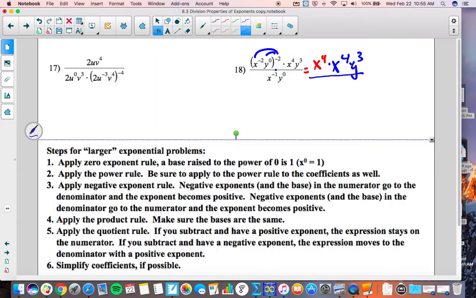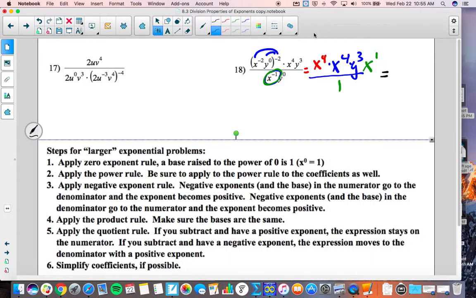On the bottom, I've got this traitor right there. So this thing right here, let me put it in green, actually belongs on the top as well. So I've used the 0 rule. I've sprinkled. That's using the power to a power rule. Now I'm looking for negative exponents. That belongs on the top as x to the positive 1. And y to the 0, oh, I had a y to the 0 down there. That's 1. Now, if we just have a 1 on the bottom, we actually don't even need to write the bottom anymore.